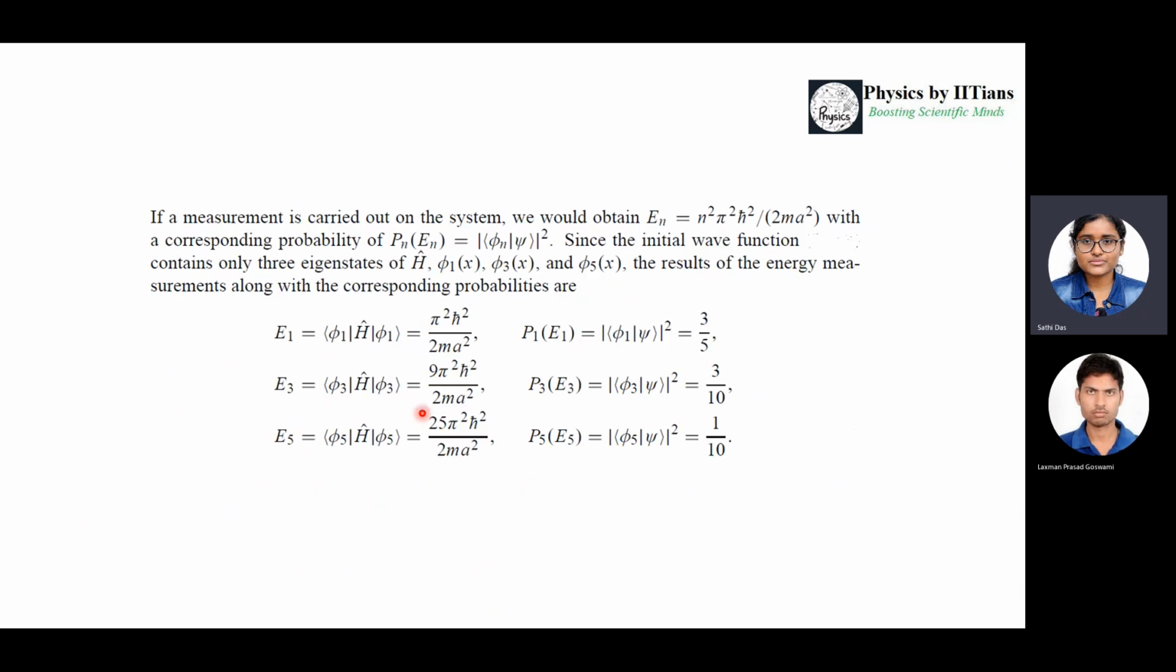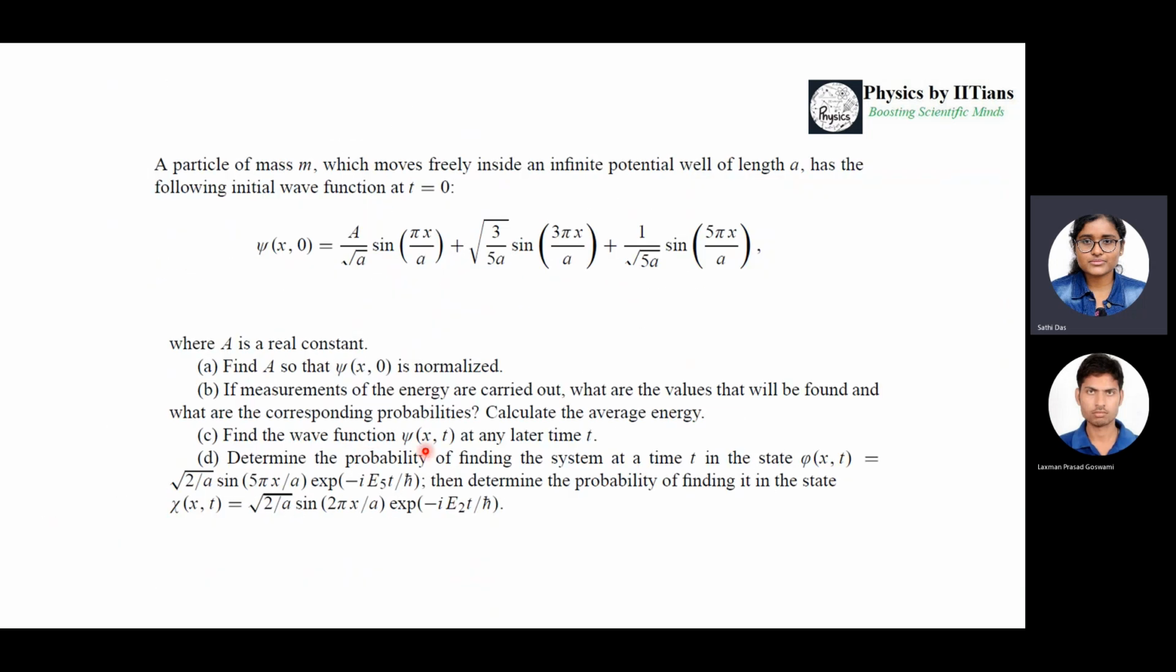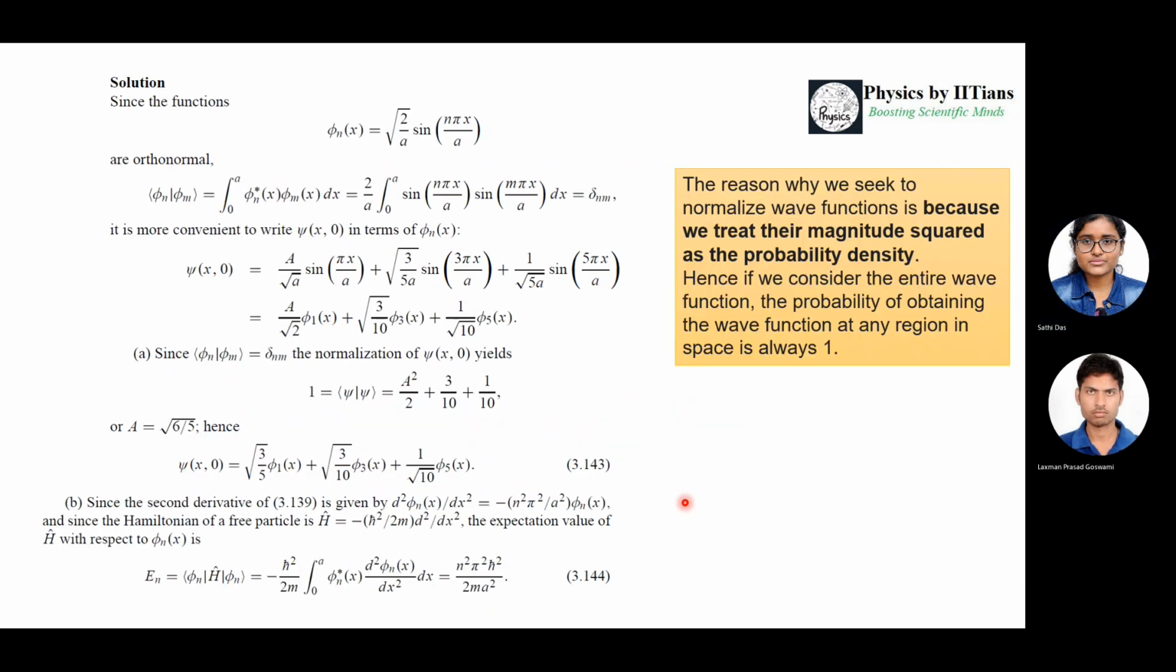The last question, question D, asks you to determine the probability of finding the system at a time t in the state phi of x comma t, which is root over 2 by a sine 5 pi x by a, exponential minus i E5 t by h cross. Then determine the probability of finding it in the state chi of x comma t, which is root 2 by a sine 2 pi x by a, exponential minus i E2 t by h cross. So you first determine the probability of finding the system at any time t in the state phi, and then in the state chi. These are two different states.